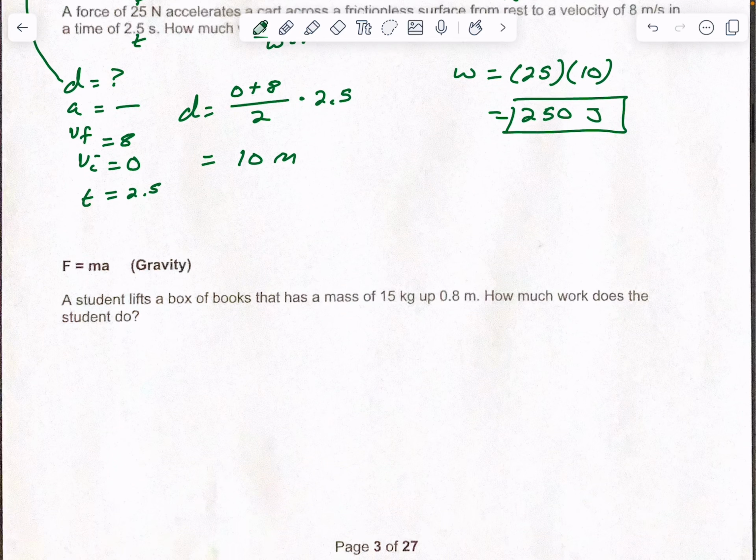Now we're going to talk about, this is where I'm talking about bringing back that kind of weight thing. It says a student lifts a box of books that has a mass of 15 kilograms, so that's a mass, up 0.8 meters. There's your distance. How much work does the student do? So work equals force times distance. Do I have force? Nope. Do I have distance? Yep. So I need to figure out what my force is. So remember we said weight is a force.